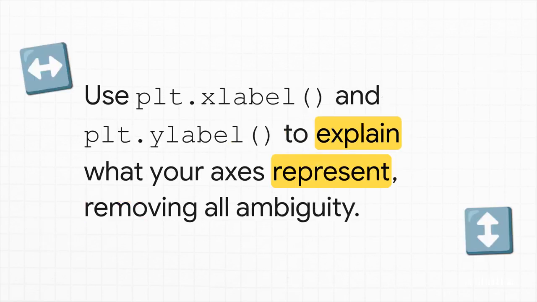And for bar charts especially, this next one is non-negotiable. You've got to label your axes. I mean, what do those bars even represent? And what do the numbers on the side mean? Is it dollars? Is it people? Axes labels answer these questions. Just use plt.xlabel for the horizontal one and plt.ylabel for the vertical one, and boom, all that confusion is gone.